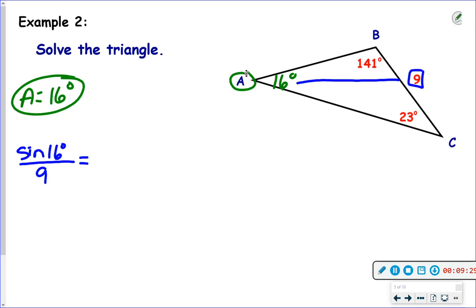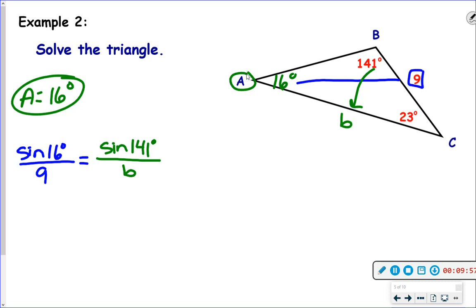Now, let's see what else they gave us. Doesn't matter if we do B or C. We've got to do both. I'm lame, I'm going to do alphabetical order. So I'm going to do sine of 141. I'm going to do B over its opposite side, which I need to label. It's across from angle B, so that is side lowercase b. Trying to make sure my lowercase b's don't look like sixes with my messy handwriting.